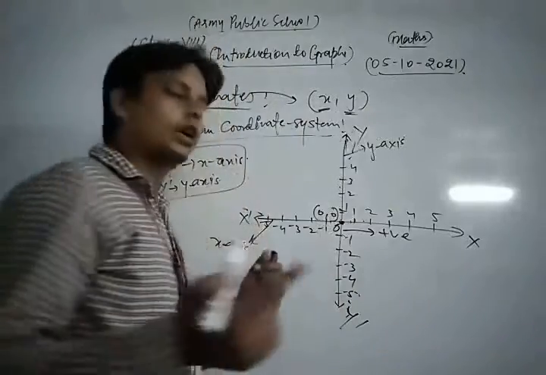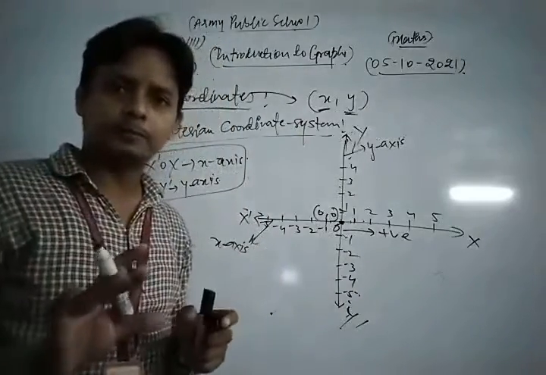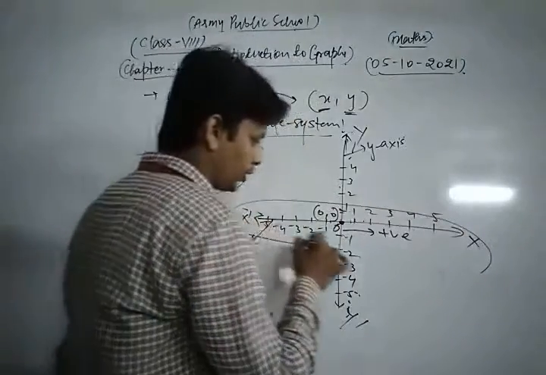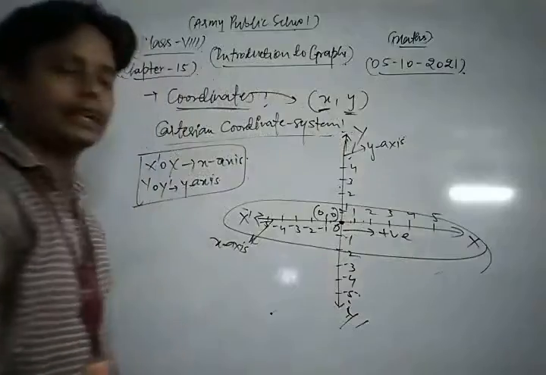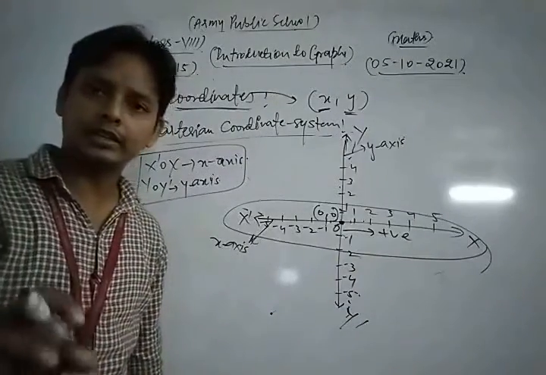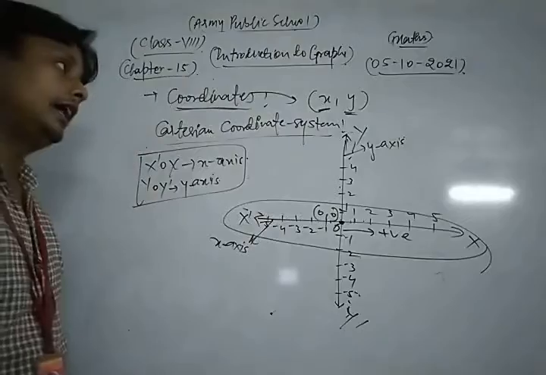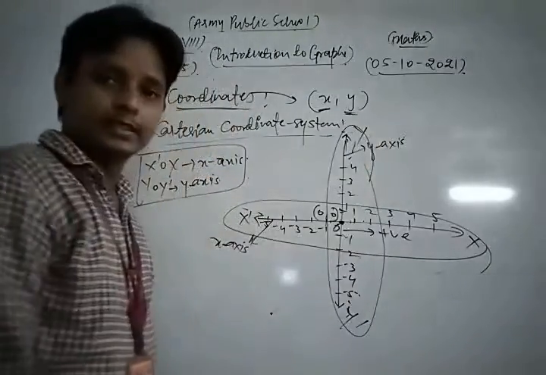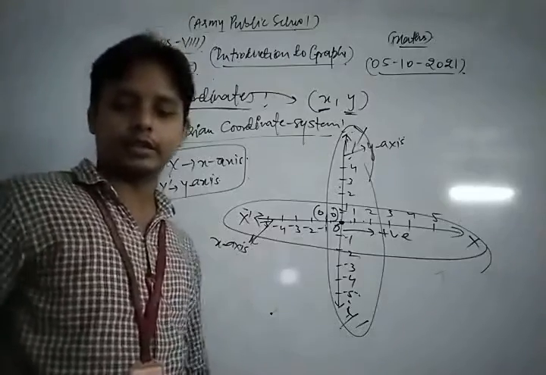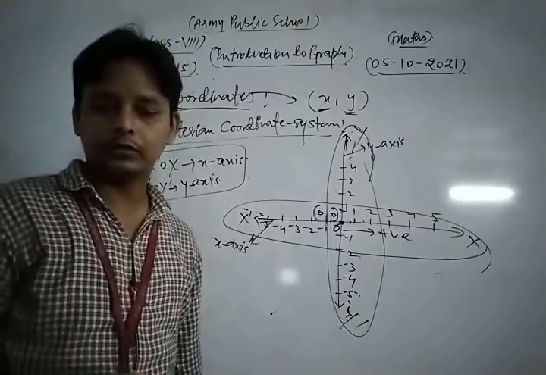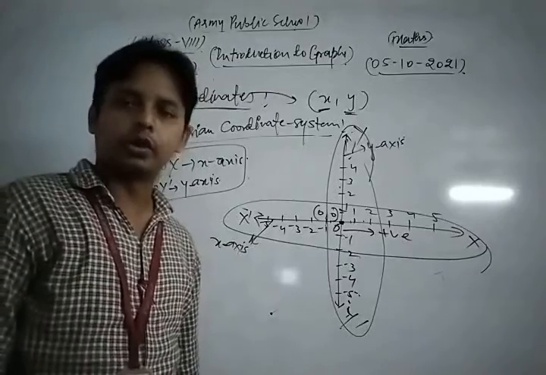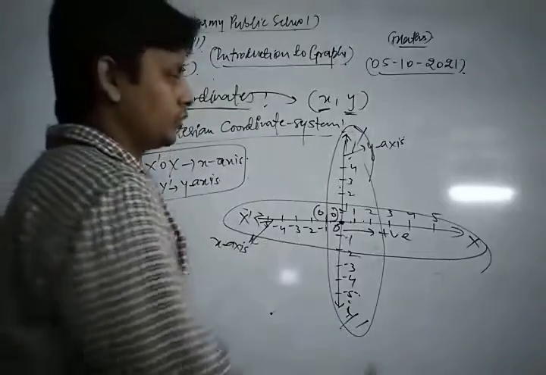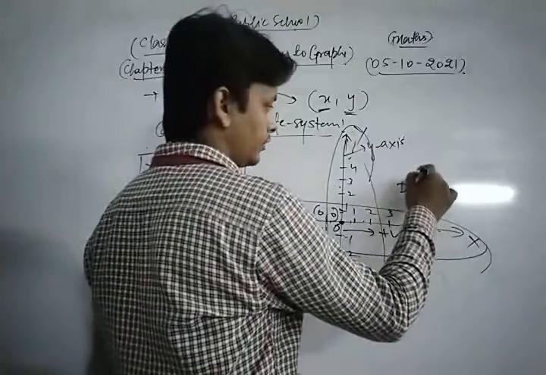So what is the x coordinate? Dear friend, the set of all points which lie on the x-axis are generally called the x coordinate, and the set of all points which lie on the y-axis is called the y coordinate, meaning ordinate. Okay, and look, this is your first quadrant.